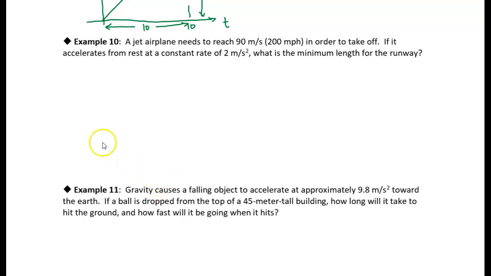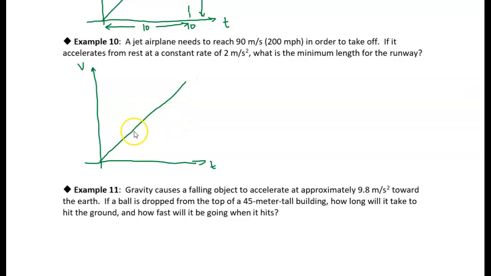Okay. All right, so again, we're going to look at the velocity over time. So there's our time axis, here's our velocity axis. And this jet is taking off from rest, and it's accelerating at a constant 2 meters per second squared. So we're going to get this nice linear velocity curve.